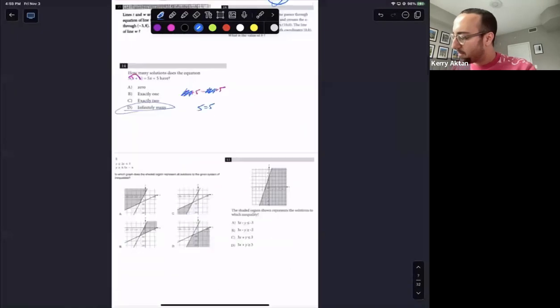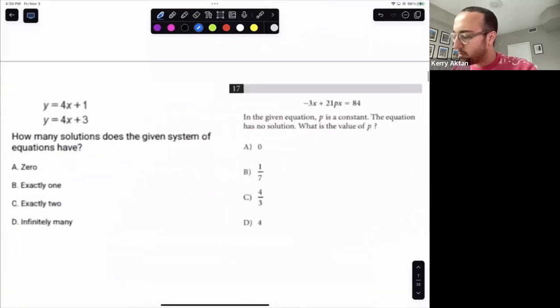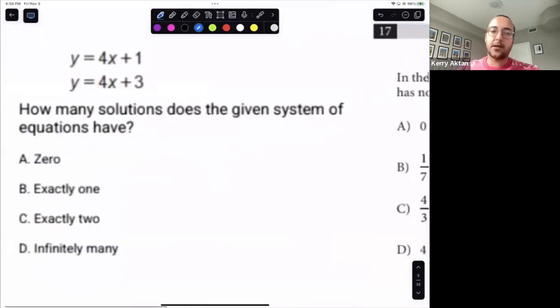Let's keep rocking. Come on down here. We're going to do a bunch more of those, and then we'll come back more for inequalities. Let's go. 10 seconds.